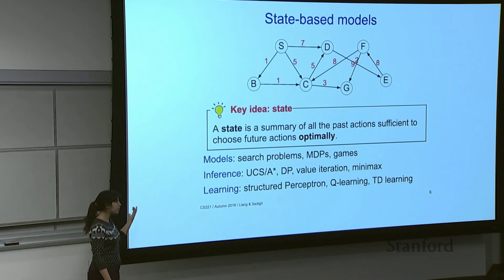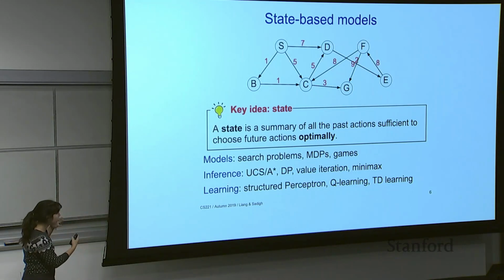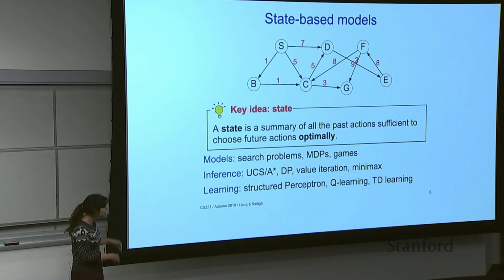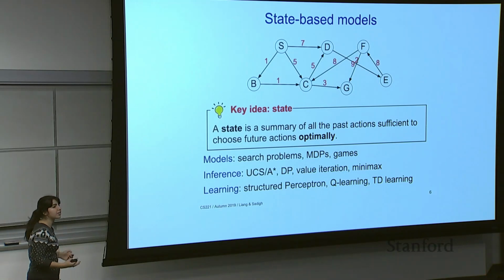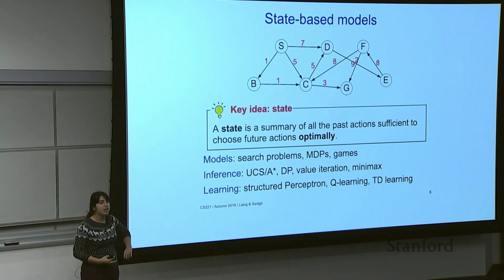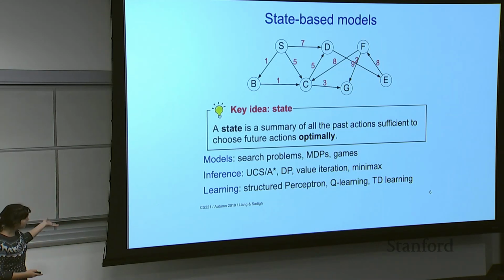And in terms of inference, we looked at a couple of really cool algorithms, right? We talked about uniform cost search and A star. We talked about dynamic programming, value iteration, minimax. So we covered a number of different ways of intelligently looking at these models and doing inference. And when it came to learning, we looked at structured perceptron, Q learning, TD learning, reinforcement learning in general. Those were some of the learning algorithms that we applied when it came to state-based models. Okay? So that was state-based models.